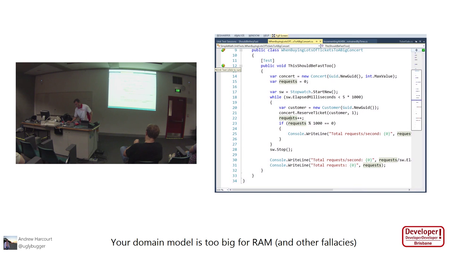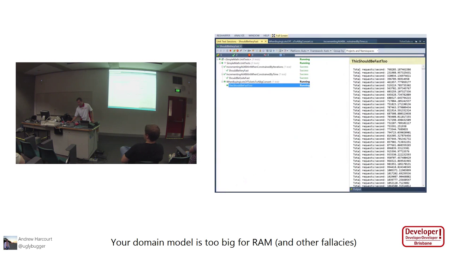So if we run this test, this should run for 5 seconds or thereabouts. It should spam out a whole bunch of console.log, and you can see that we are doing around, what's our first one, 768,000 requests per second.